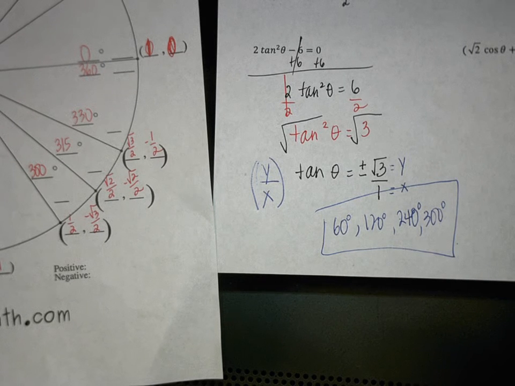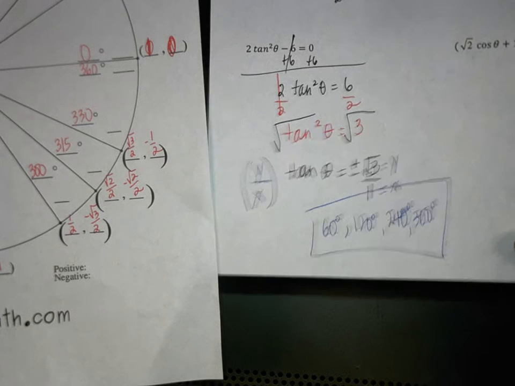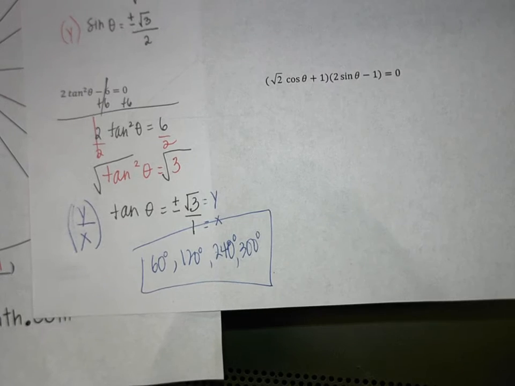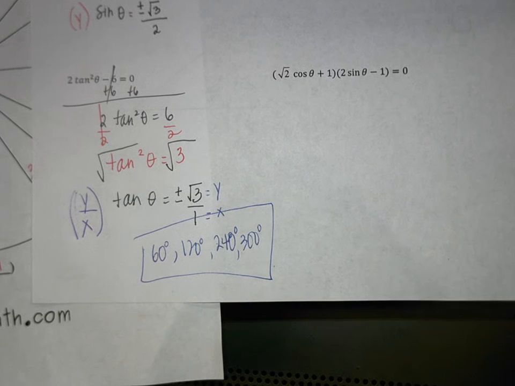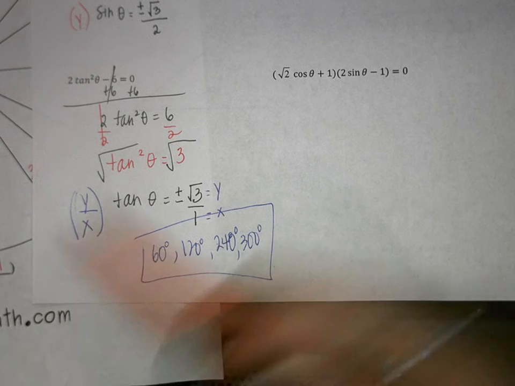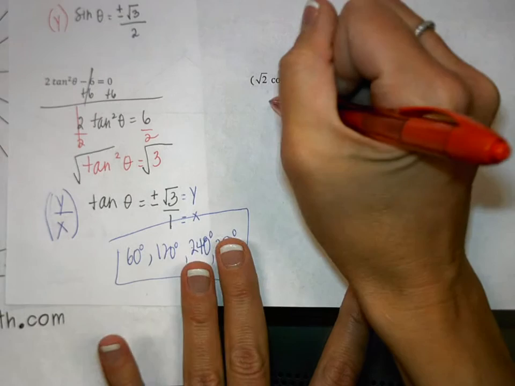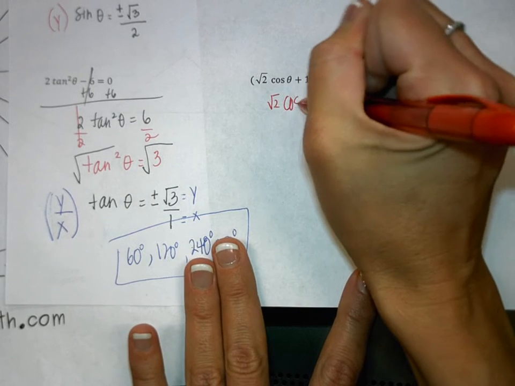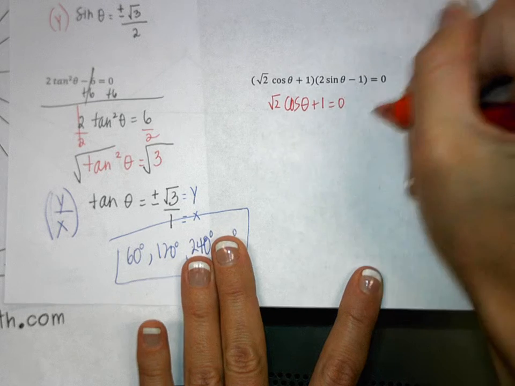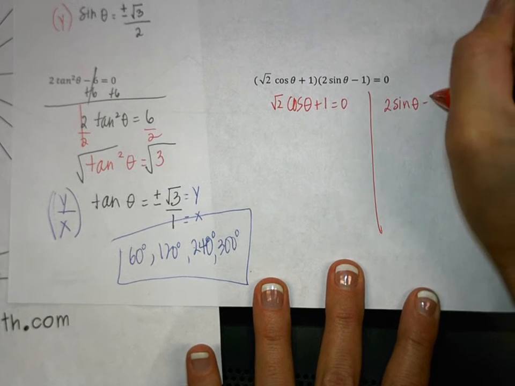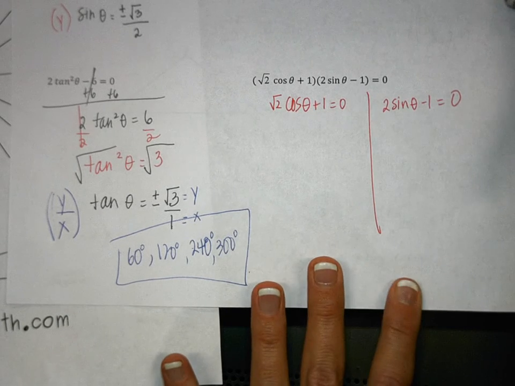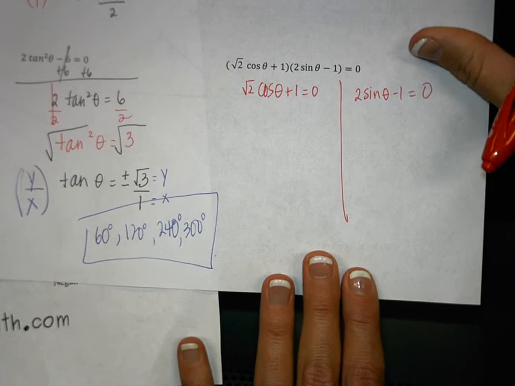We're okay? All right. On this next one, notice that it's been factored, okay? Which is fine. It's basically just saying that there are 2 different equations in this actual problem, so we're just going to split it up. That means one problem is going to be root 2 cosine theta plus 1 equals 0, and the other one will be 2 sine of theta minus 1 equals 0. Okay, so we're just going to solve both of them.